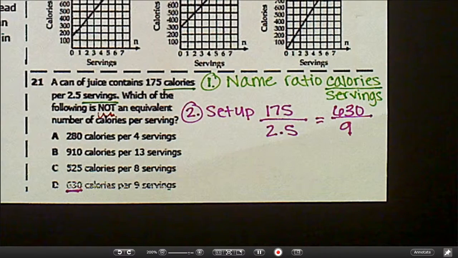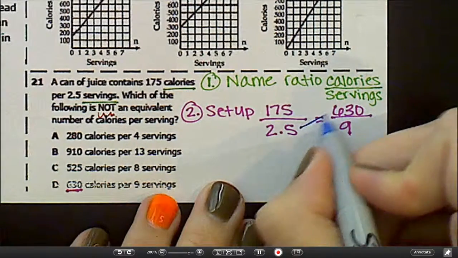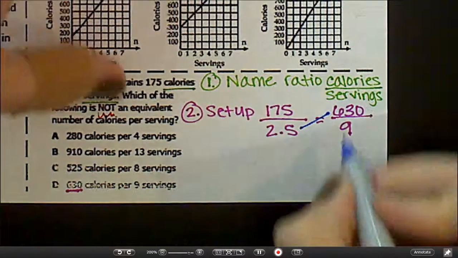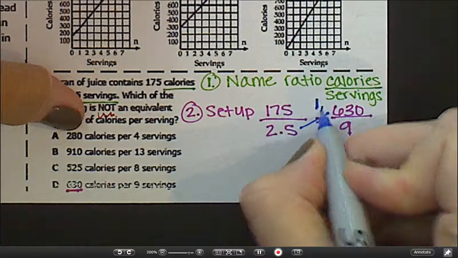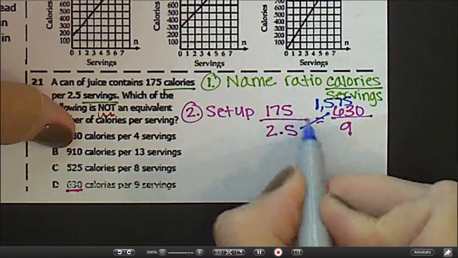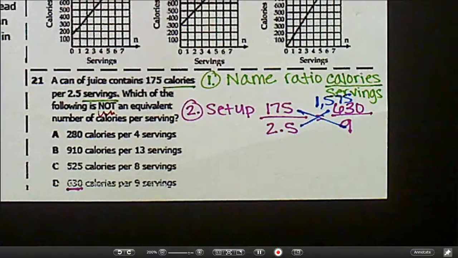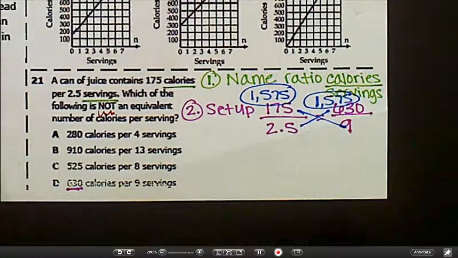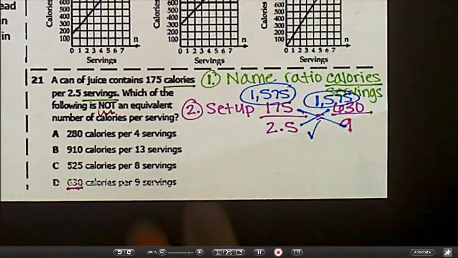Now we need to see if these are actually proportional. So let's put 2.5 times 630 in our calculator. I'm going to do that really quick here. 2.5 times 630, that's 1,575, and then 9 times 175 is also 1,575. So, are these proportional? Yes, they are proportional.